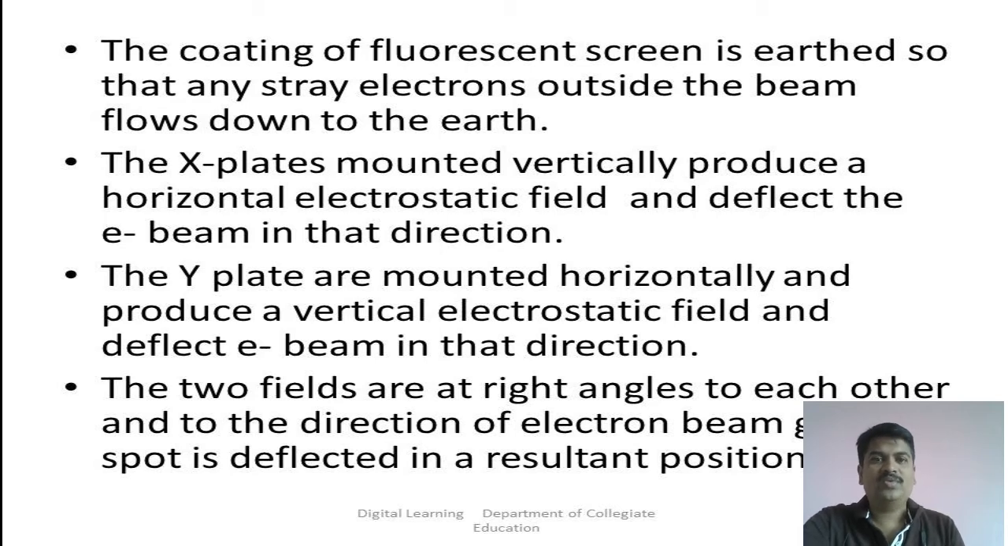Now the coating of the fluorescent screen is earthed, because any tiny stray electrons outside the beam will flow down to the earth. The electrons which stray outside my beam should go to the earth easily, because they should not affect my waveform. That is why this fluorescent screen has been earthed, so that stray electrons flow to the earth.